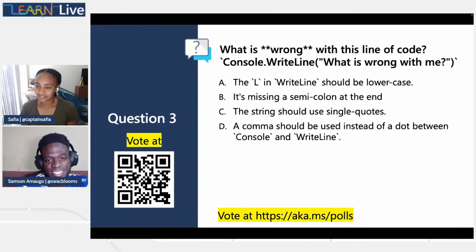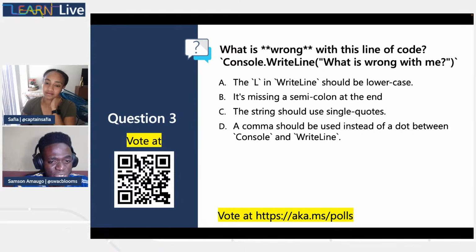Okay. What is wrong with this line of code? So A says the L in WriteLine should be lowercase. And we looked at what the WriteLine command should be, and that can't be it. The W should be in uppercase and the L should also be in uppercase. Then B is missing a semicolon at the end. Yeah, it is. Let's say that. Okay, let's see other options too.